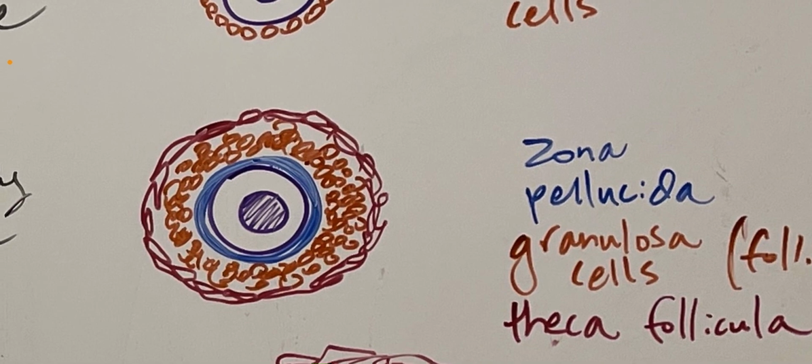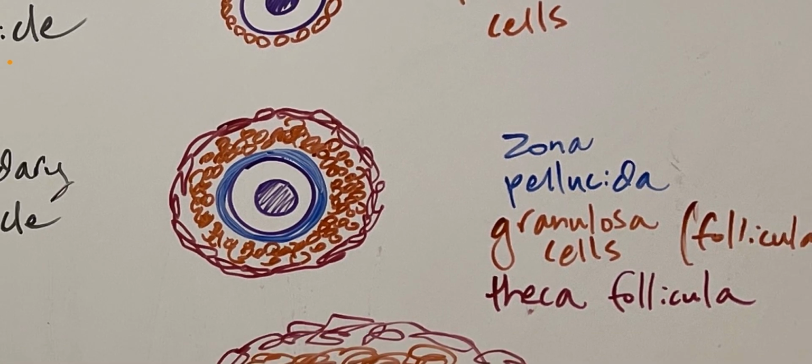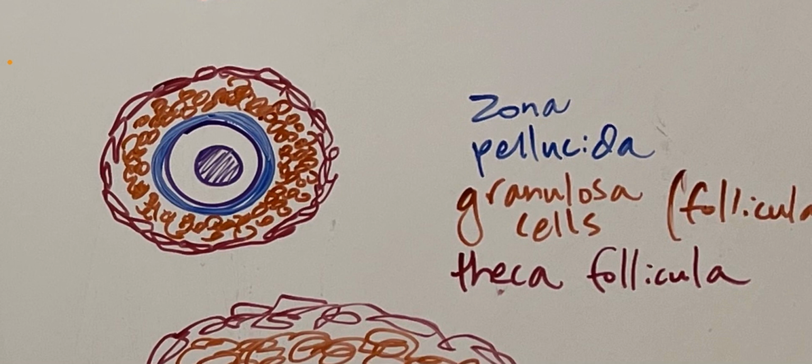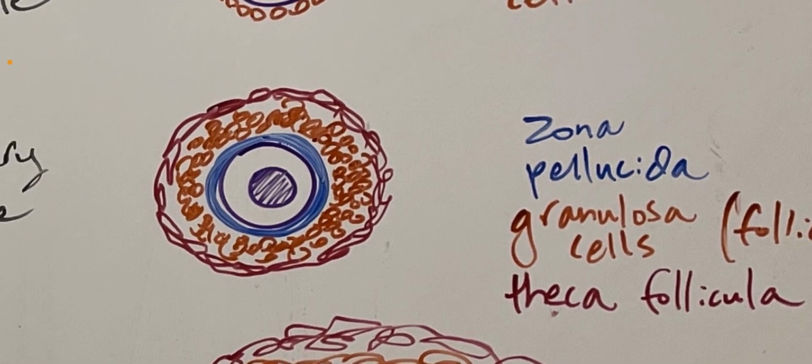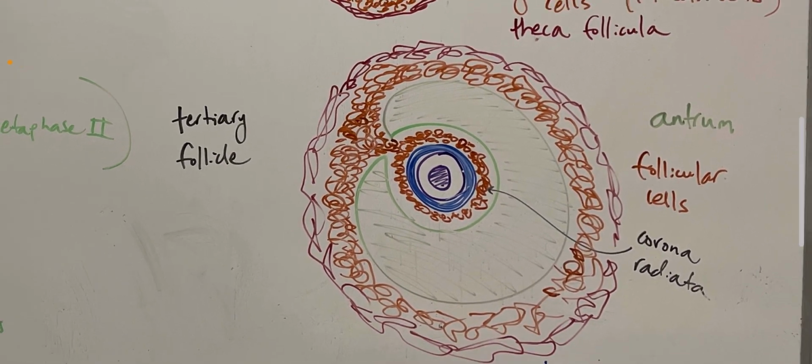We're going to have some granulosa cells, which are just follicular cells that are surrounding the oocyte. And then finally, we have this outer layer called the theca follicula. This theca follicula is actually pretty tough and filled with blood vessels. It's going to help nourish the oocyte and also protect it physically. Okay. Then this follicle is going to continue to develop.